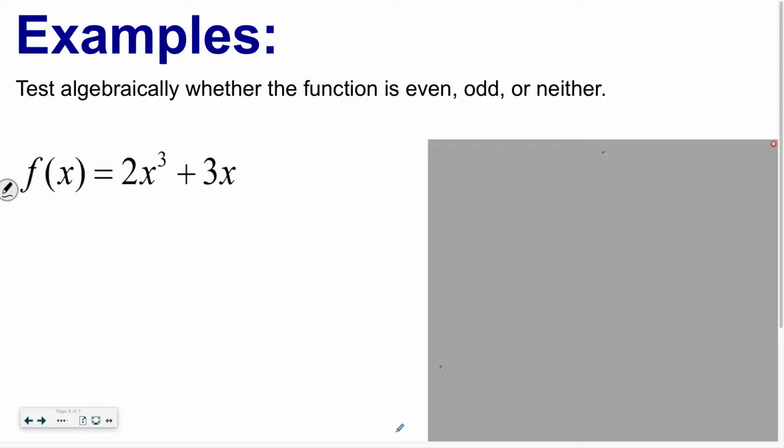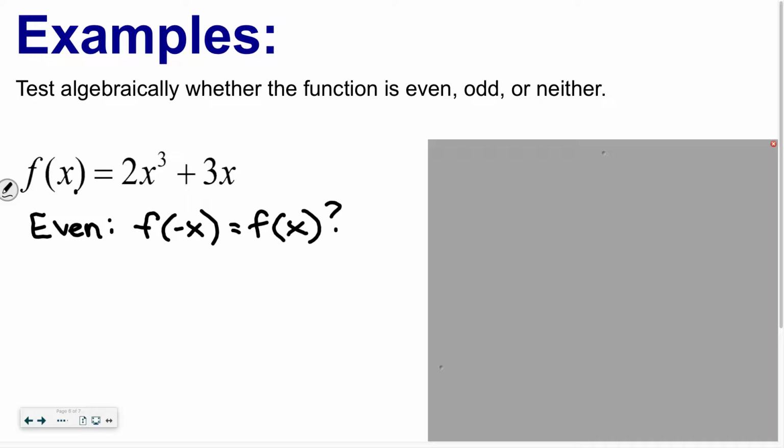Okay, well, I know what f of x is. If I want to test for even, I need to know if f of negative x is equal to f of x. So I have to find f of negative x. This is just function notation. It's saying, instead of putting in x, put in negative x. Substitute negative x for all the other x's.